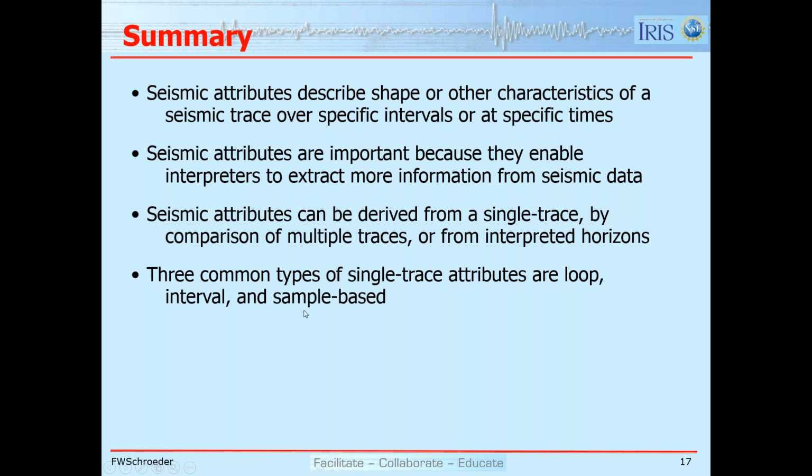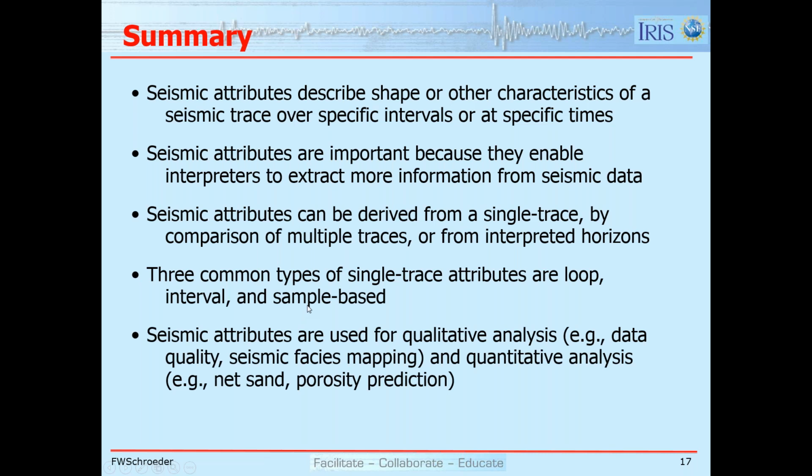This is where we look at some instantaneous attributes and we generate new volumes. If you listened to or viewed the lecture on structural mapping, I talked about coherency volumes. That would be an example of a sample-based type of attribute. Attributes are used for qualitative analysis, such as data quality or seismic facies or seismic texture analysis.